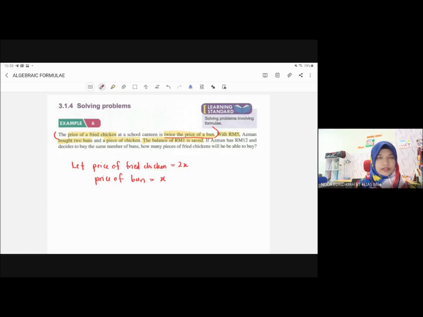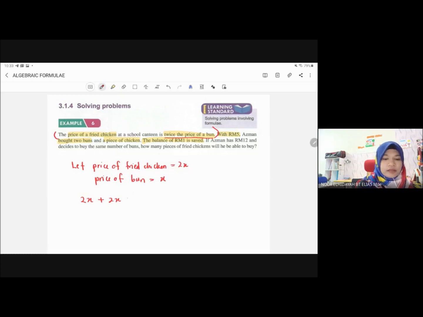Okay, Azman bought 2 buns. Okay, so sekarang kita nak buat satu equation. Okay, Azman bought 2 buns. 2 bun maksudnya 2 times X, 2X. Ini untuk buns. Plus a piece of fried chicken. Satu fried chicken harga dia 2X. Okay. 2X yang depan tu maksudnya untuk 2 piece of buns. Sebab dia beli 2 piece. Dua biji buns. And then satu lagi untuk fried chicken. Yang dia beli fried chicken is 1 piece. 1 piece is 2X.